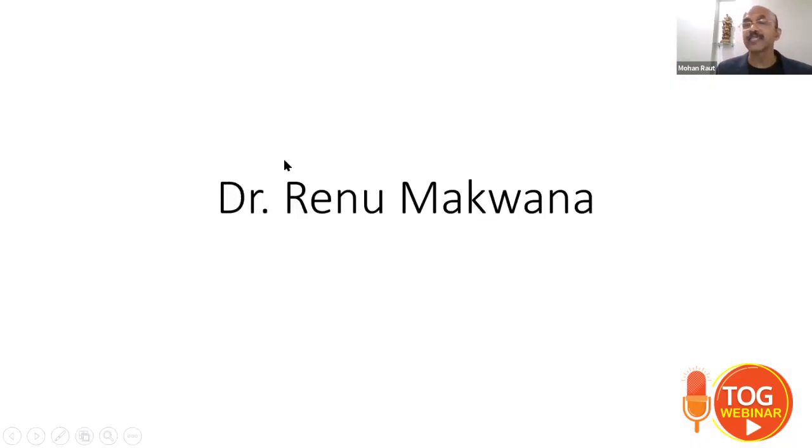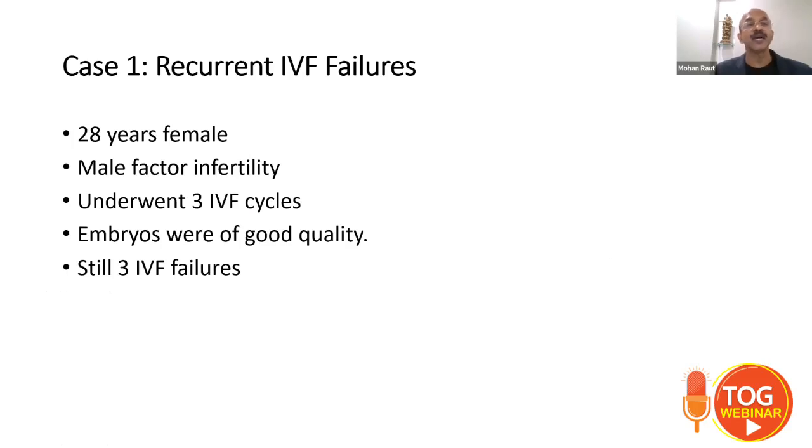So we'll go to our second speaker, Dr. Renu, and I think we'll start with our first case, a case of recurrent IVF failures. A 28-year-old female with male factor infertility underwent 3 IVF cycles with good quality embryos. In spite of that, there were failures. So I think we'll ask Dr. Renu how she went ahead with this patient. I think all investigations otherwise were normal.